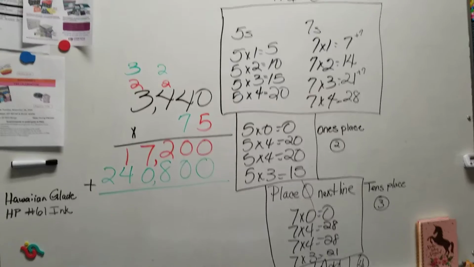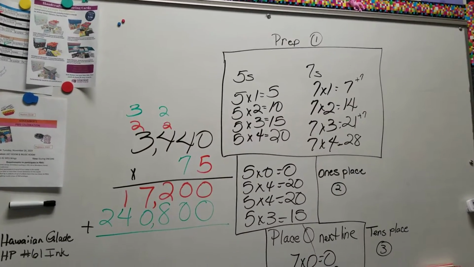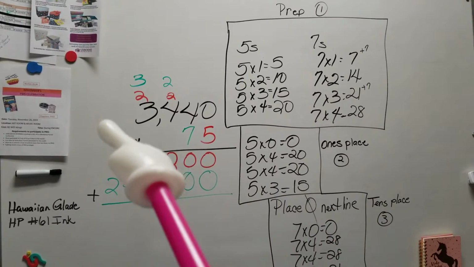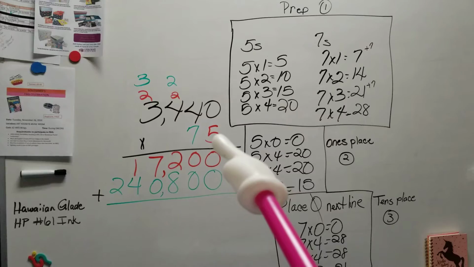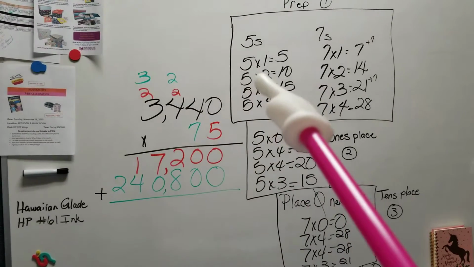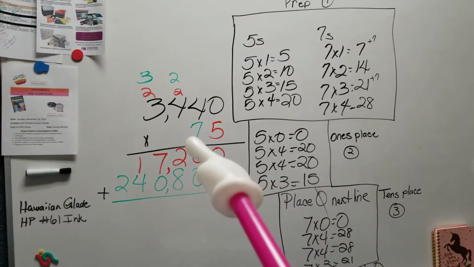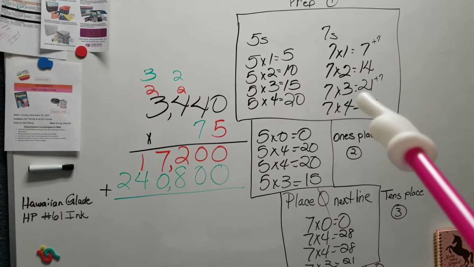So the first thing that I like to do is my prep work. And the way we determine what to prep is that we have the number at the top, 3,440 times 75. Since we start in the ones place, I prep my fives. And then for the tens place, I want to prep my sevens.